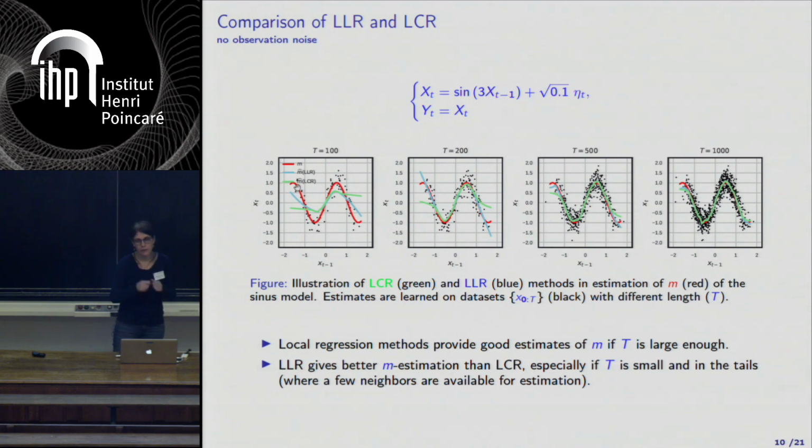So here again, the red line is the truth. The green line is for the nearest neighbor methods and the blue line for the LLR. And you can see that if the catalog, the time series we use to learn, is big, there is no difference between both estimates. But if the length decreases, you can have quite a huge difference between the nearest neighbor methods and the LLR.